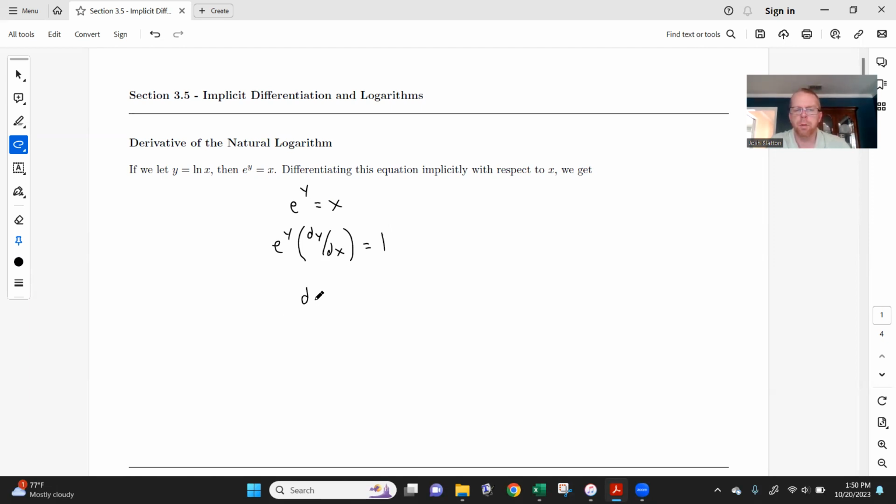And if we divide both sides by e to the y, we have dy dx equals 1 over e to the y. And then, of course, e to the y is x. So this would equal 1 over x. And so the derivative of ln of x is 1 over x. And so let's look at an example.